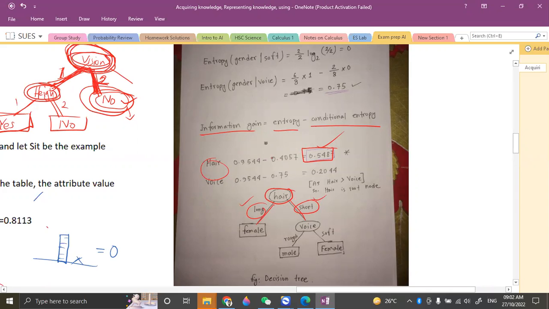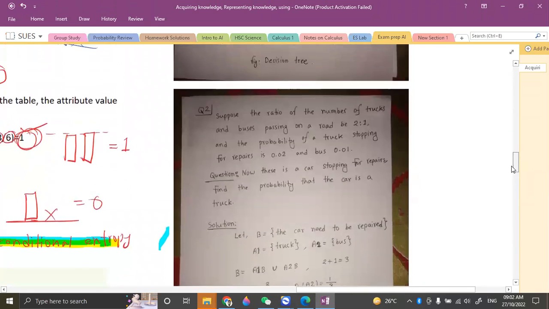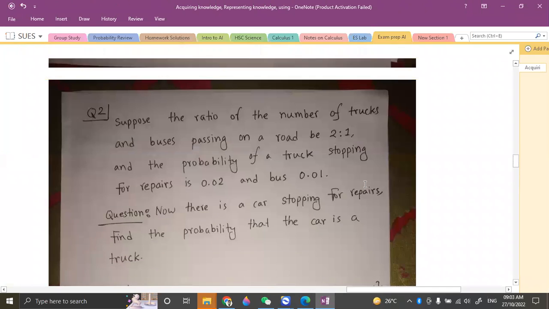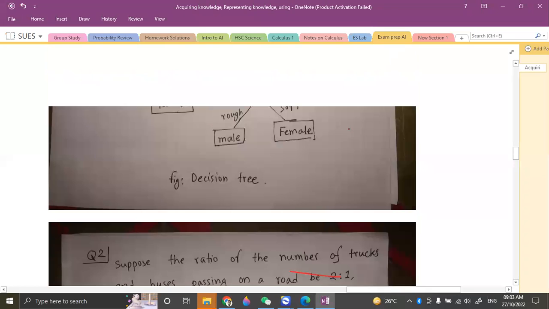We can have any other condition, we don't care, it's just similar. Then the truck question, here is another. Maybe I need to explain this one quickly. Suppose the ratio of the number of trucks and buses passing on the road is 2:1.